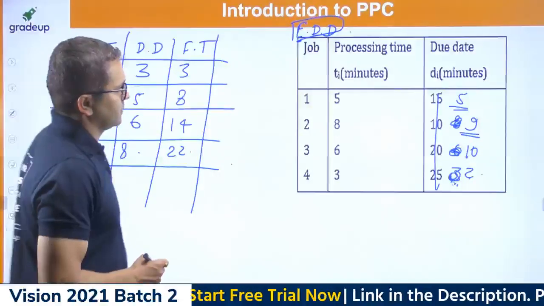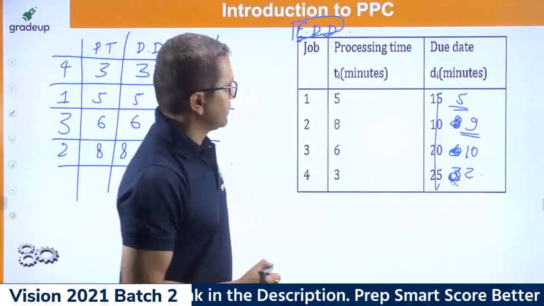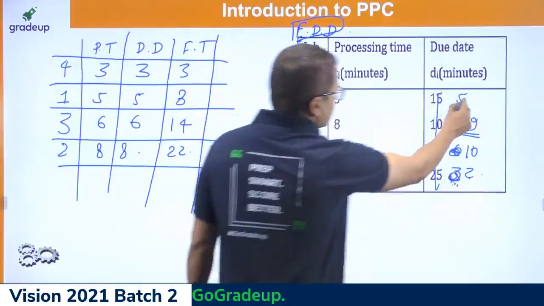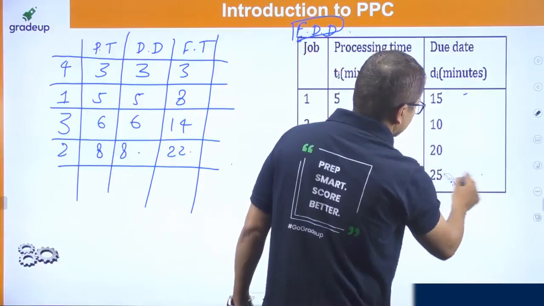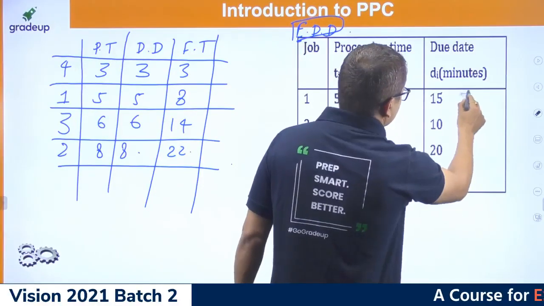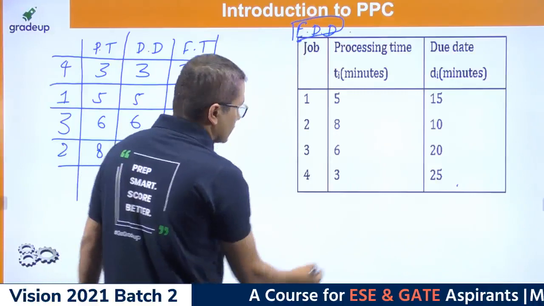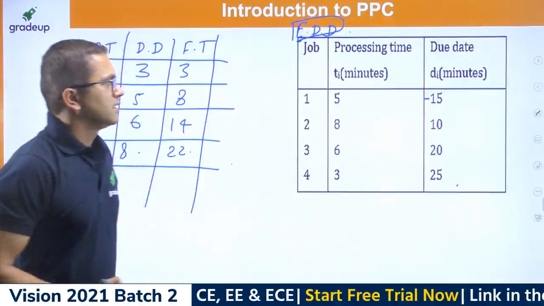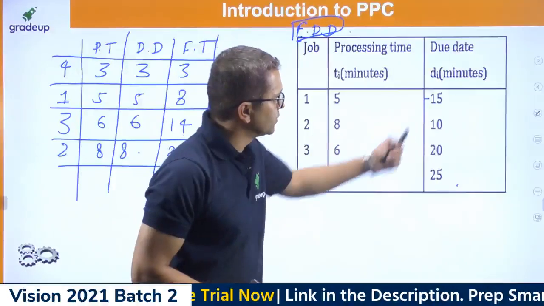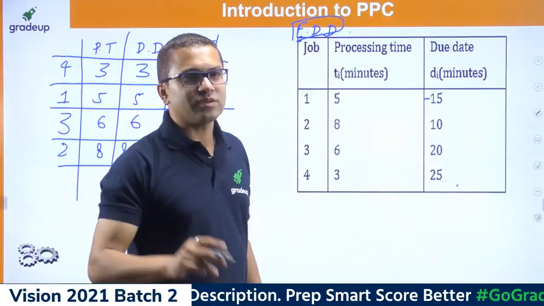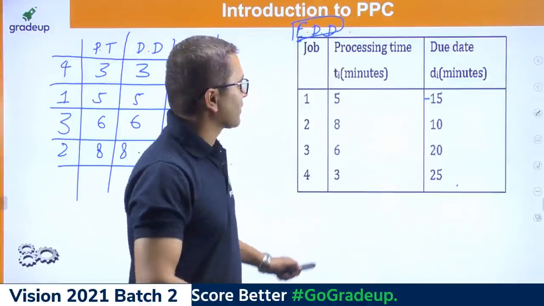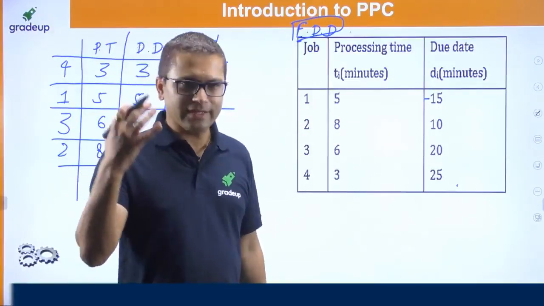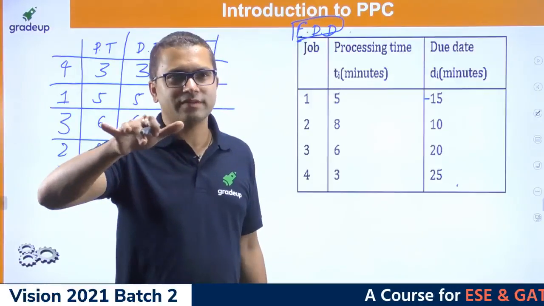Let's take this scenario. What he's saying is, let's say if this is happening, due date minus 15. So can you please tell me what is the meaning of this? What might be the meaning of this? Obviously, in this model we are just assuming that we are starting from today.